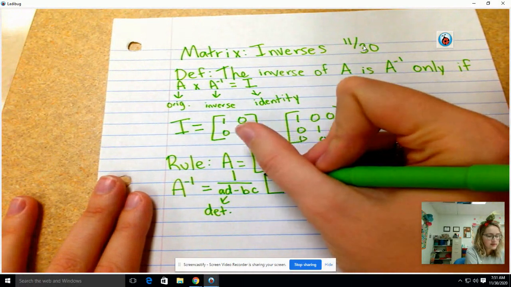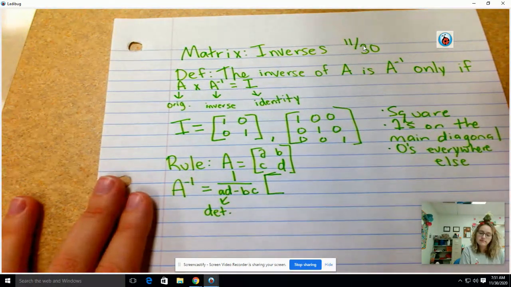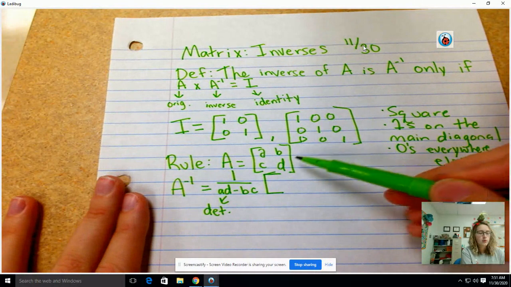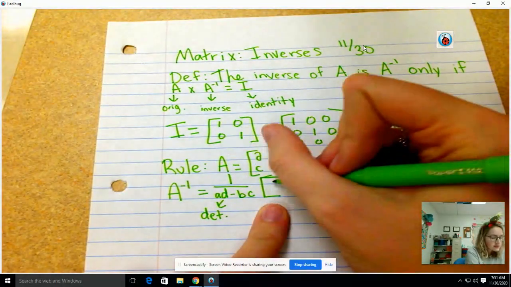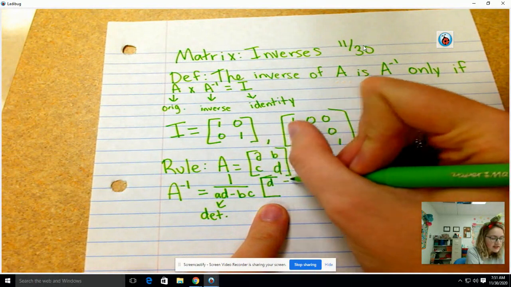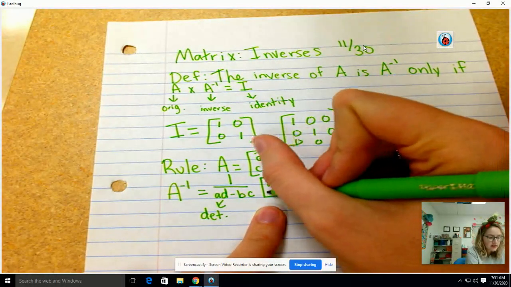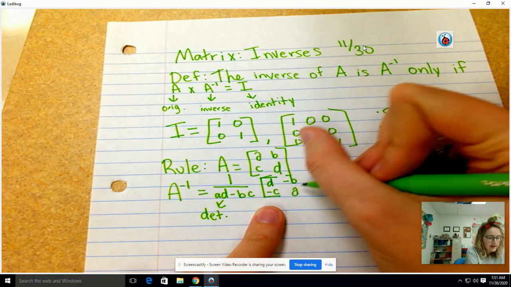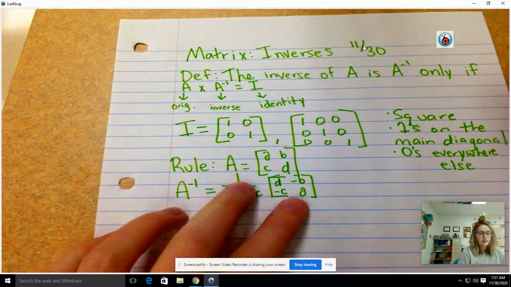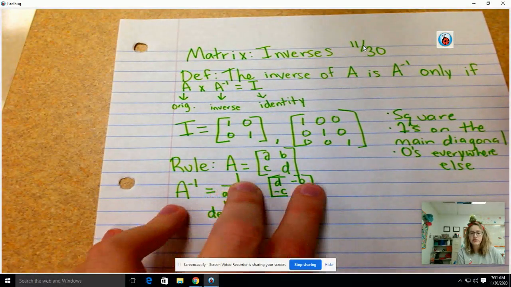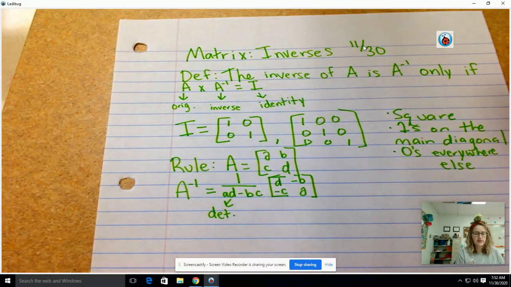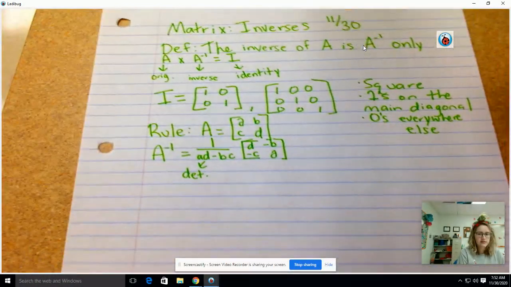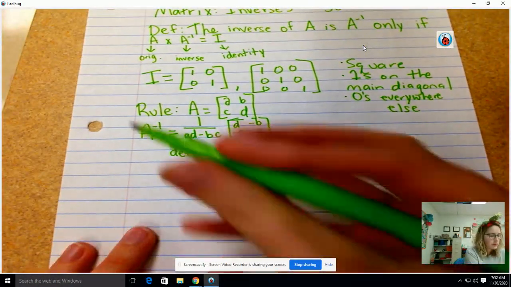Times, you're going to have to rewrite your original matrix. So instead of A, B, C, D, this one is going to be D, negative B, negative C, A. So you're flipping the spots of your A and D, and you're changing the signs of your B and your C. So that might be a little confusing. Once we do some examples, I promise it'll make a little bit more sense.